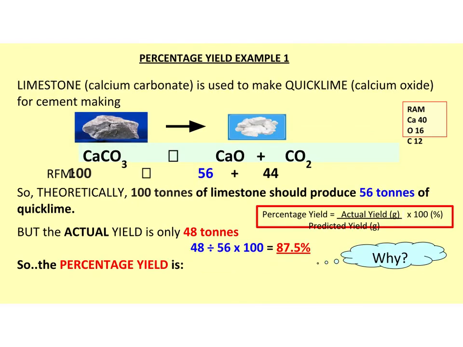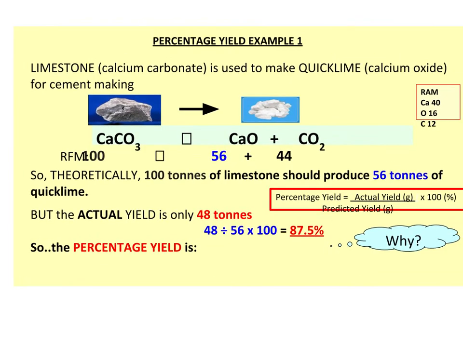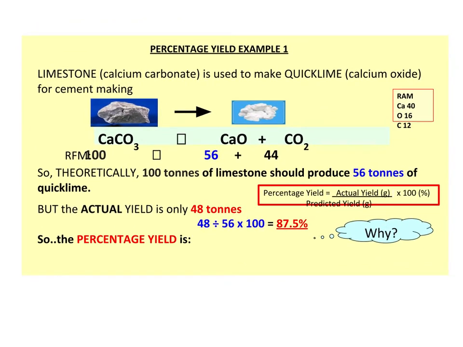So we're going to have a go at an example. There's an awful lot going on here, but these are the kind of things that you're going to have. So limestone, calcium carbonate, is used to make quicklime, calcium oxide, for cement, okay? It gives you the percentage masses, but we don't actually need to worry about the percentage masses, okay? So theoretically, 100 tonnes of limestone should produce 56 tonnes of quicklime, but the actual yield is only 48. So you should make 56, so that's your predicted yield, but we only made 48, which is our actual yield.